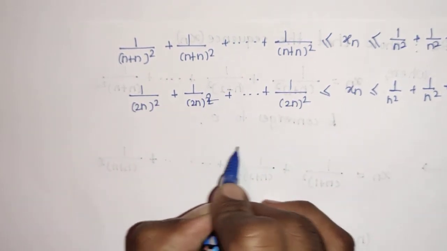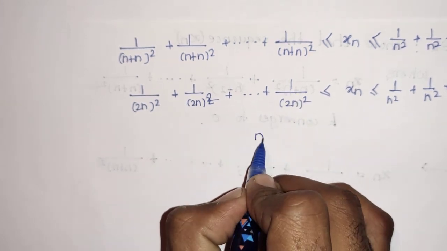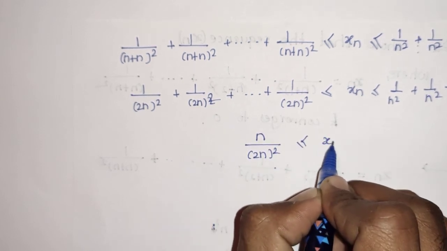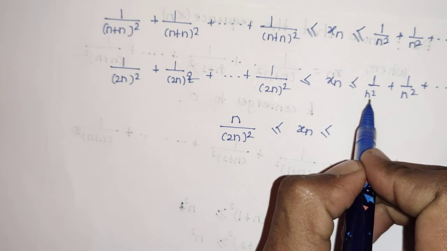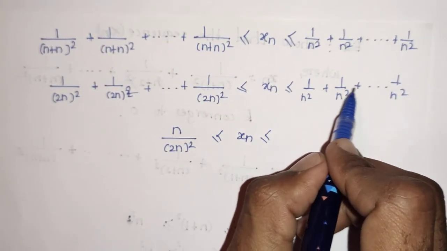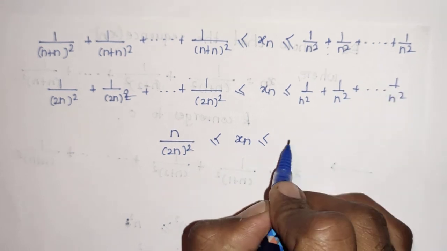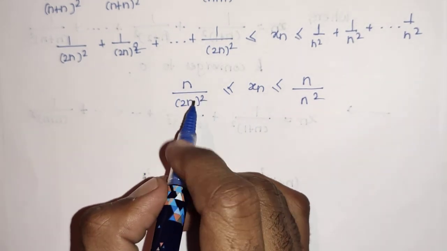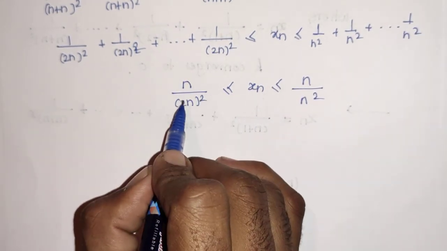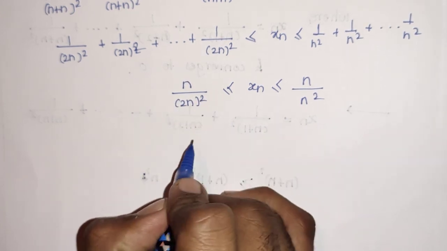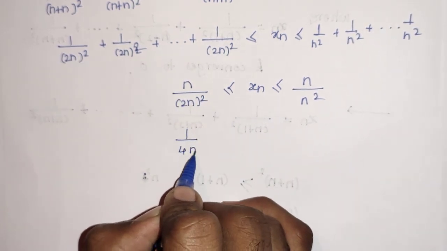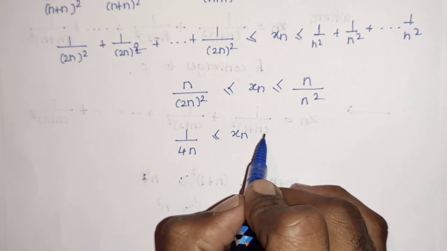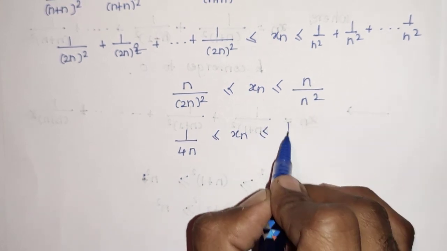So if we take 1 upon n^2 and add these n numbers, we get n upon 2n^2, which is less than or equal to xn, which is less than or equal to, again taking 1 upon n^2 common, the addition of 1 plus 1 plus 1 n times, so n upon n^2. Now n upon 2n^2 means n upon 4n^2, and n gets cancelled. So we can write 1 upon 4n is less than or equal to xn is less than or equal to 1 upon n.